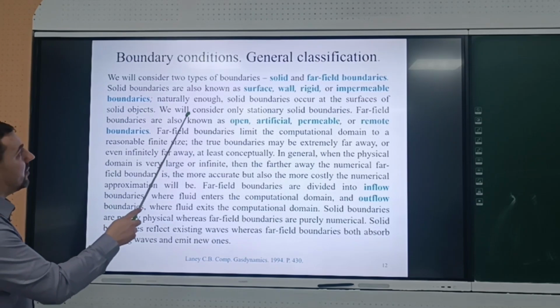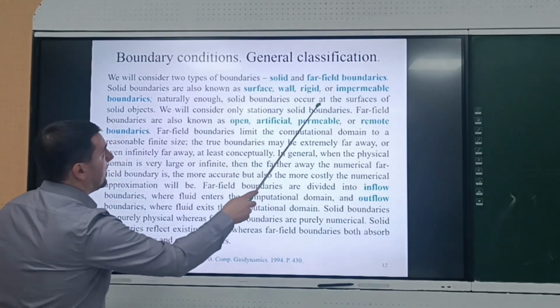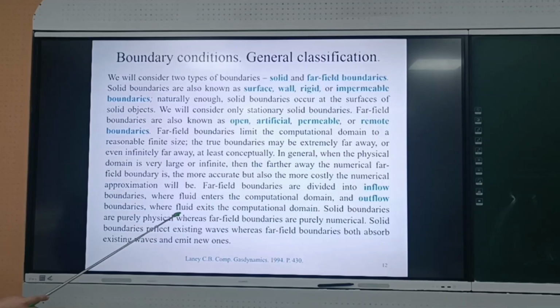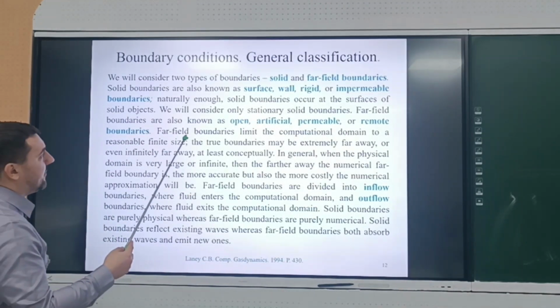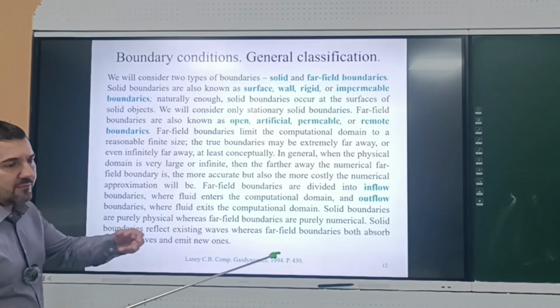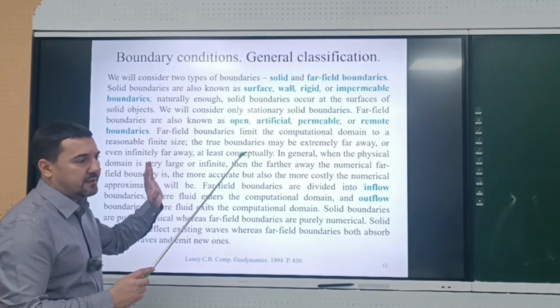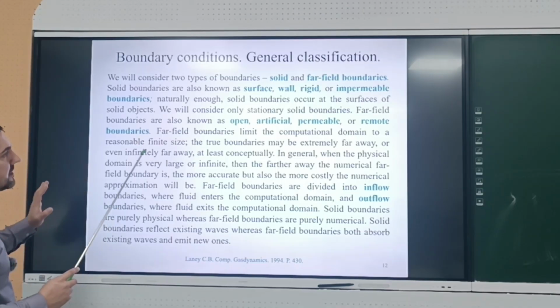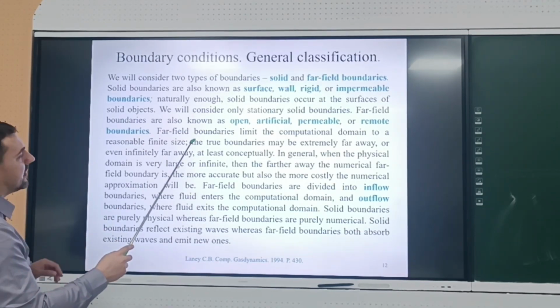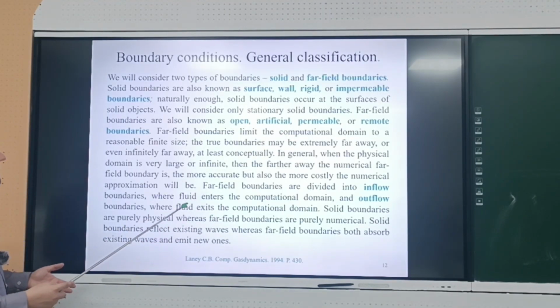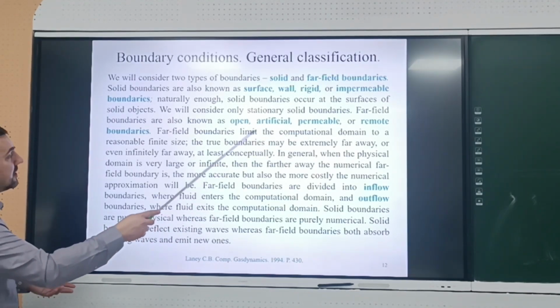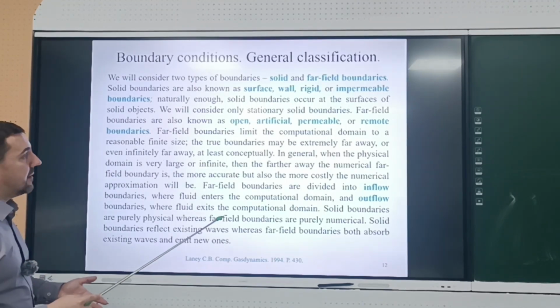Solid boundaries are also known as surface, wall, rigid, or impermeable boundaries, or non-penetrating boundaries. So naturally enough, solid boundaries occur at the surfaces of solid objects. That's obvious. And actually, these solid objects can move or not move, so we'll discuss only the basic case of non-moving objects. Far-field boundaries are also known as open boundaries, artificial boundaries, permeable or remote boundaries, and they limit the computational domain to reasonable finite size.